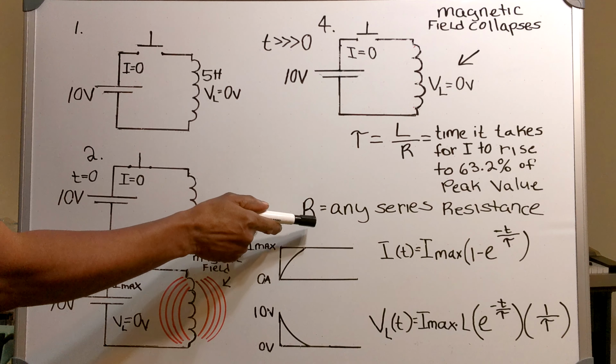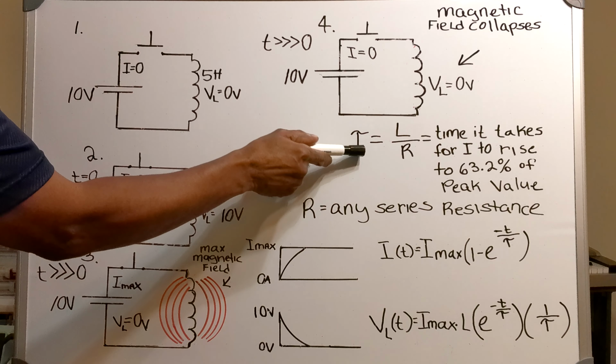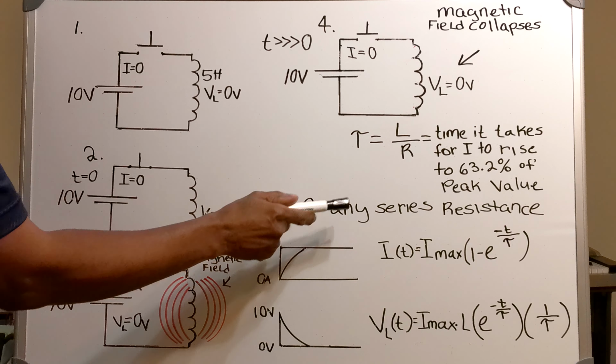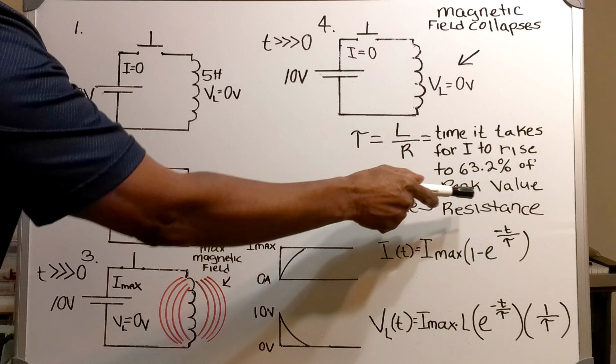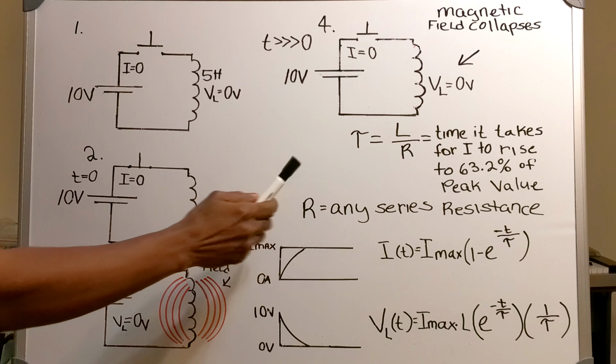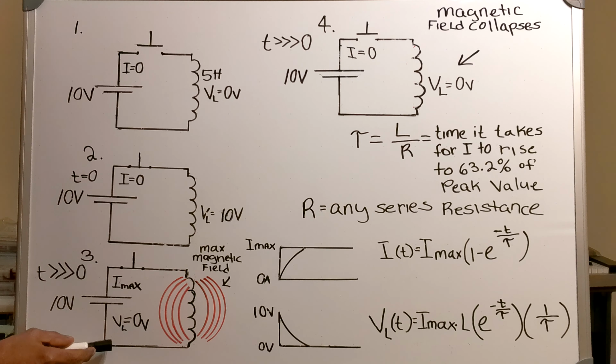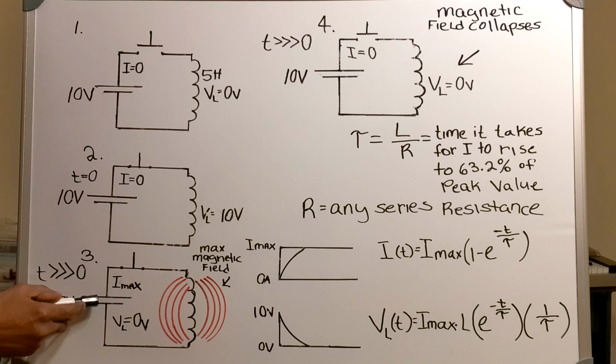Now the resistance R in tau, the resistance equals any series resistance. Any series resistance along here, and that would include the internal resistance of the battery or the volt source.